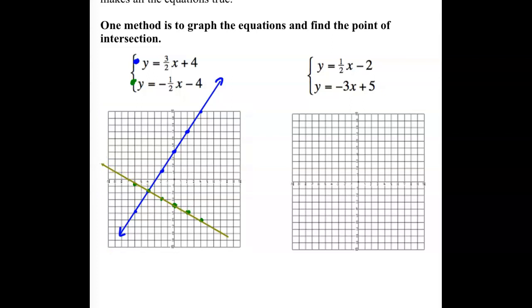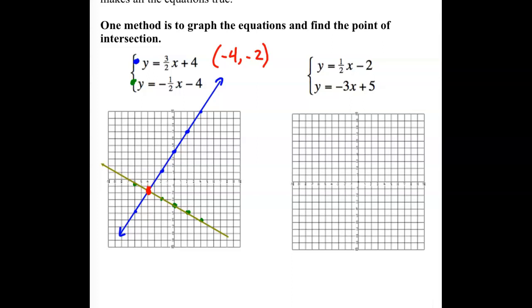Okay, so you will see that they are intersecting right here at that point. And we just need to find the coordinates of it. So it looks like we're going left 4 and down 2. So our solution would be -4, -2. All right, let's try one more.